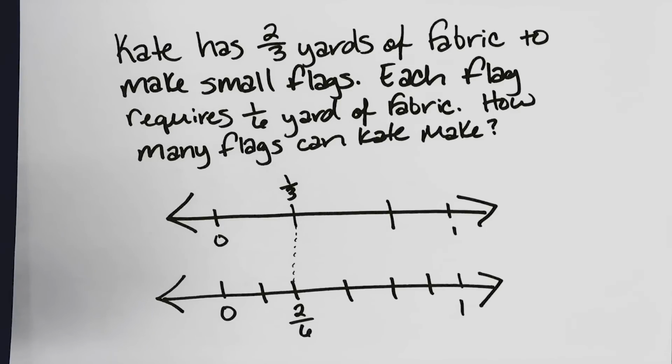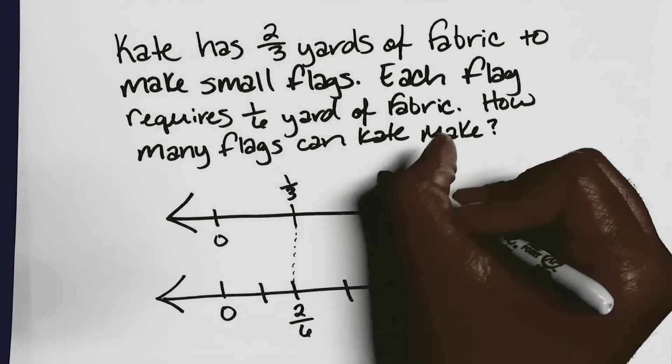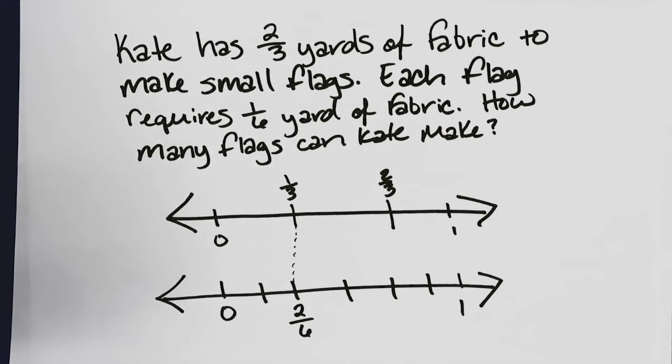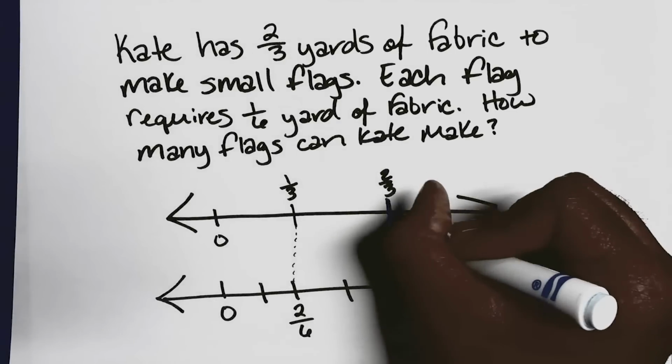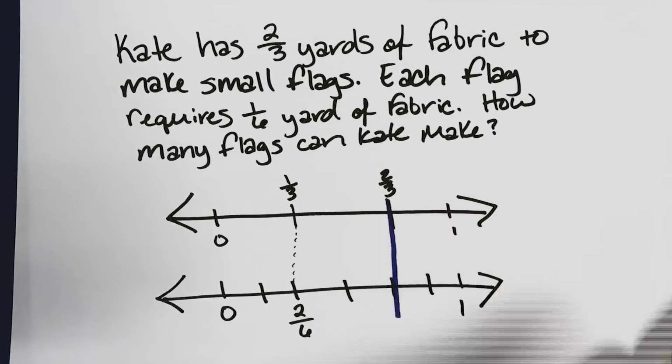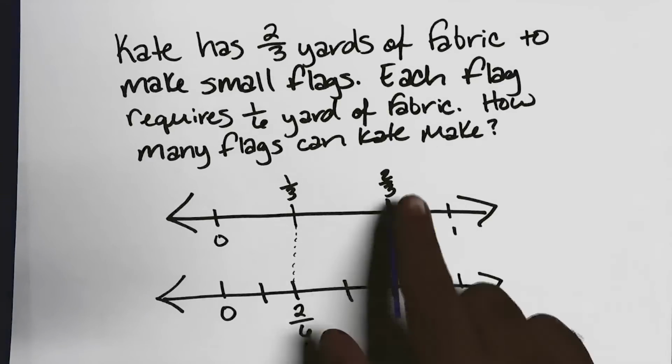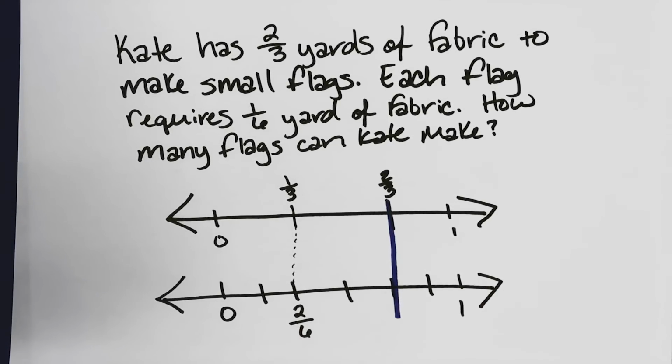So now let me find what's equivalent to 2/3. So if this is 1/3, this has to be 2/3 since I know it's broken up into thirds. So this is going to be my equivalent fraction on this line. So if this is 2/6, what does this have to be on my double number line? Especially since I know my bottom number line is divided up into 6.